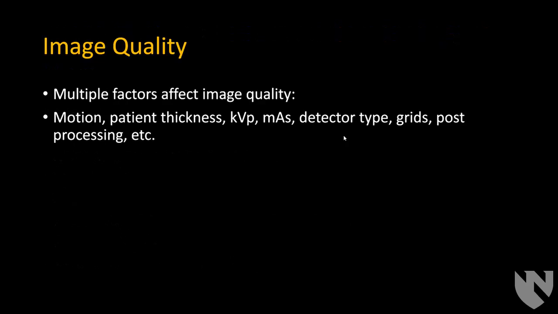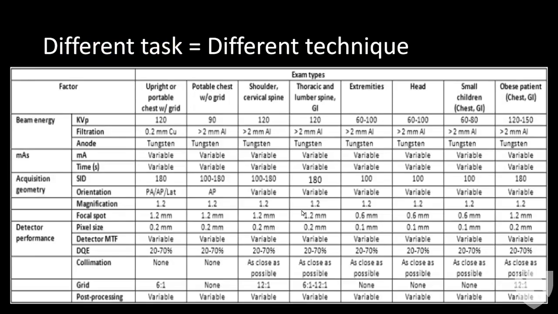All kinds of things can affect image quality, things like motion, patient thickness, KVP, MA, detector type, grids, post-processing. The main point is that depending on the task you want, you're going to have to choose an appropriate technique. So different tasks need different techniques. Mammography is going to have a way different technique than an abdomen X-ray, and thoracic spine X-ray is going to have different technique than a chest X-ray.